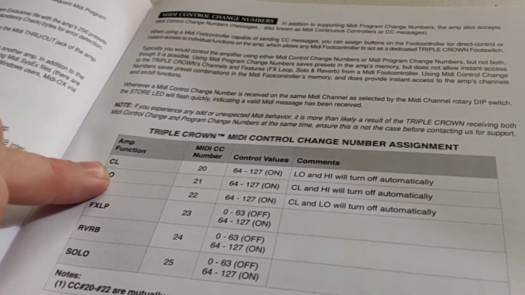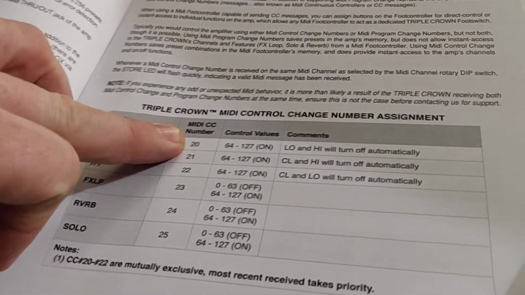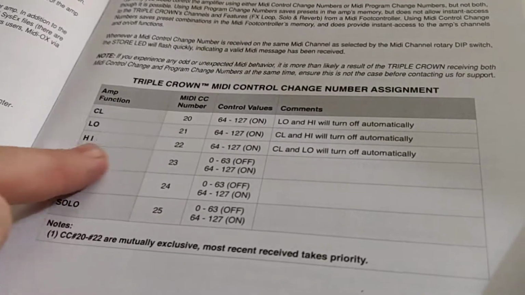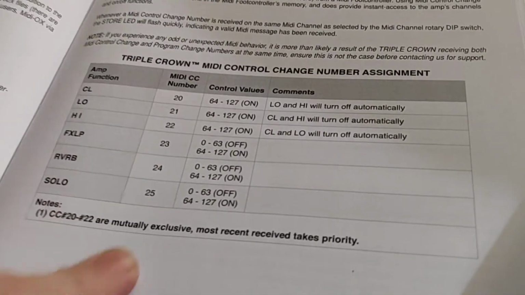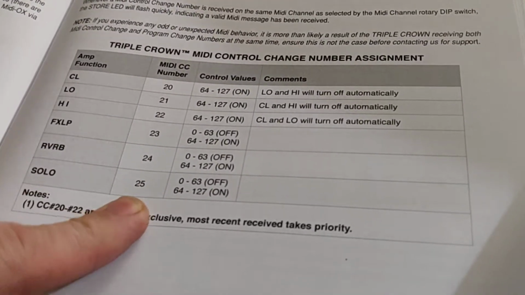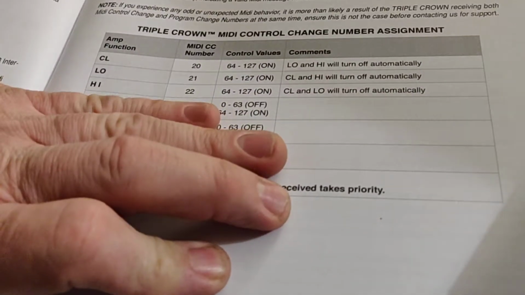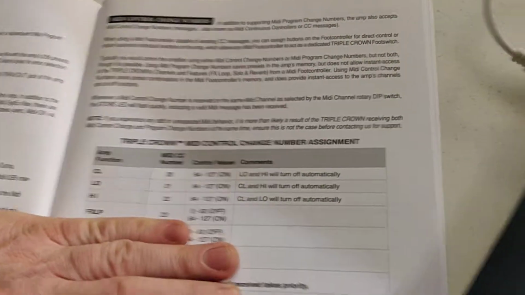And in your book, it will show you for the Triple Crown amp that the clean channel is MIDI CC number 20, low gain 21, high 22. Effects loop 23, reverb 24, and solo is 25. I am not worried about those right now, only the channel changes.